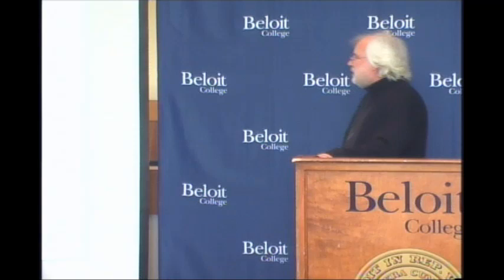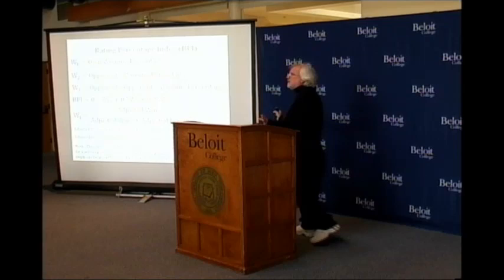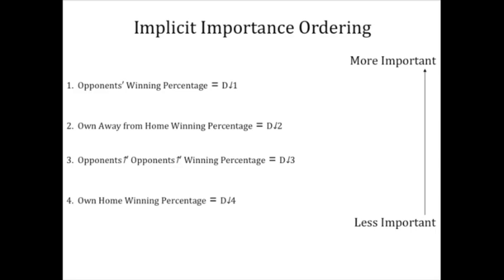Okay, so again, these cardinal coefficients are the source of the problem. And we replace that with an ordinal methodology that simply, first of all, takes those cardinal weights and uses them to assess what's being deemed most important and what's being deemed least important. So if you look at the cardinal weights in the construction of the rating percentage index, it is the case that opponents' winning percentage emerges as most important.